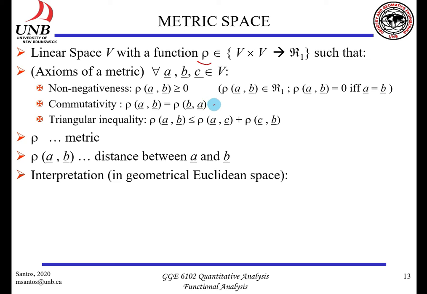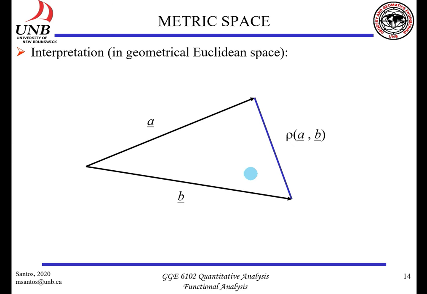We also have the commutative axiom: the distance, basically the metric, between A and B is the same as the distance between B and A. And we have a triangular inequality. The interpretation of a metric in a Euclidean space is very simple. We have these two vectors A and B, and here in blue we have the distance between vectors A and B.